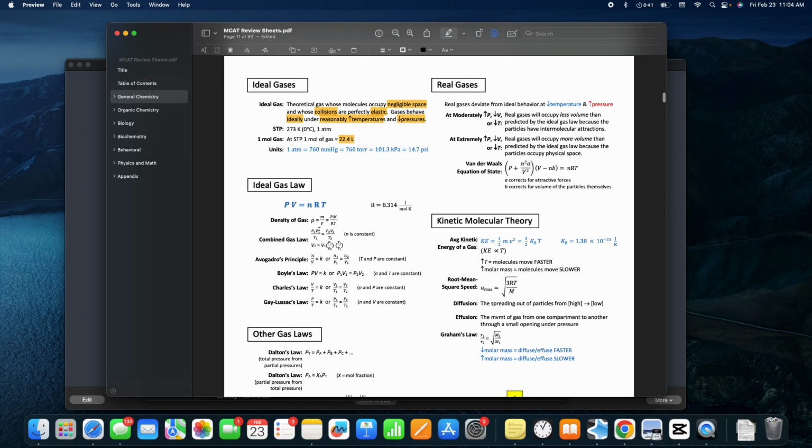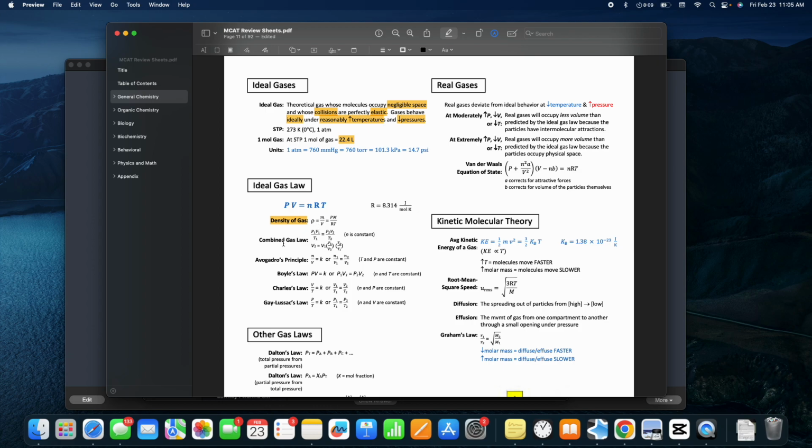We have density of gas, which is rho equals m over V, or equaling PM over RT. If you bring the RT to this side, you'll see that PM is the same as rho RT, and the rho is the density of the gas, its mass over its volume.